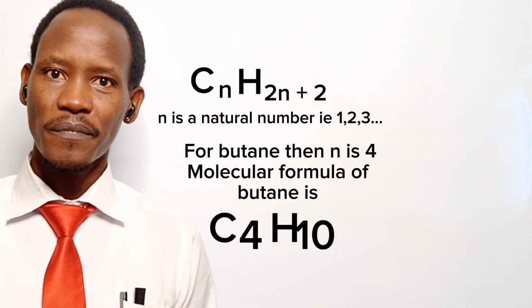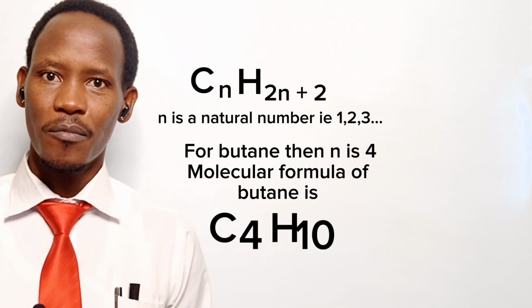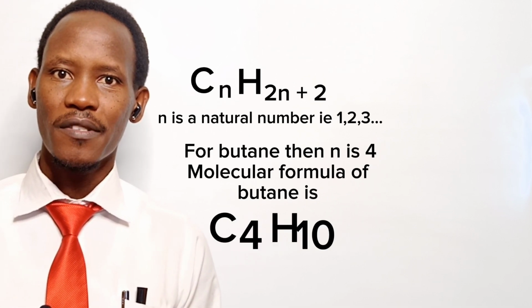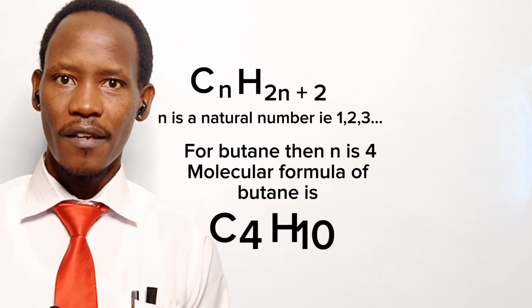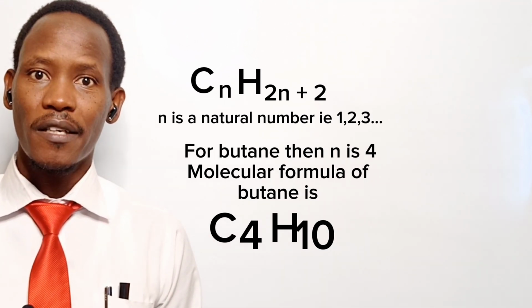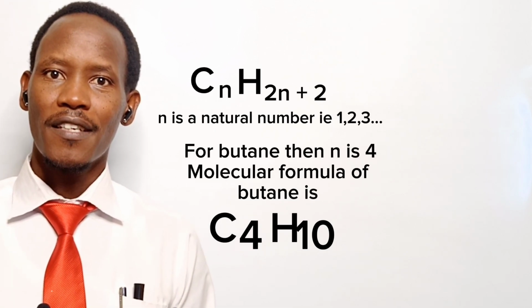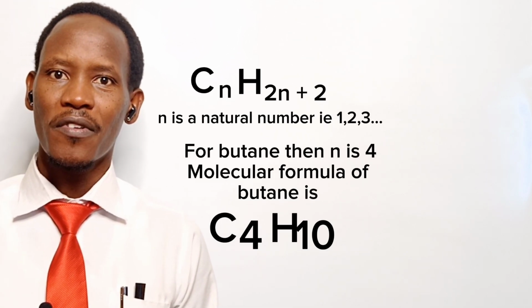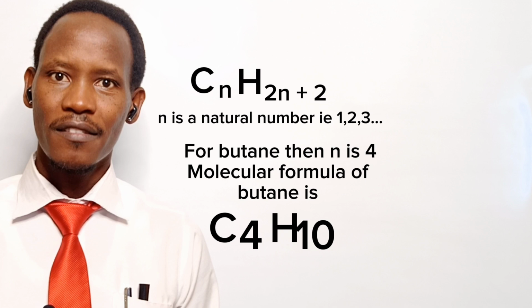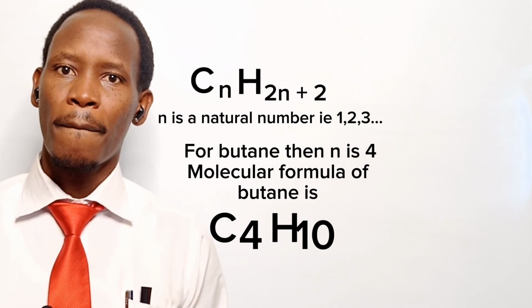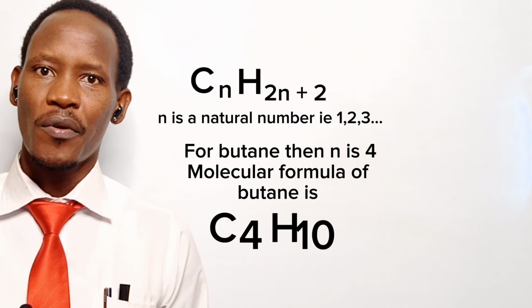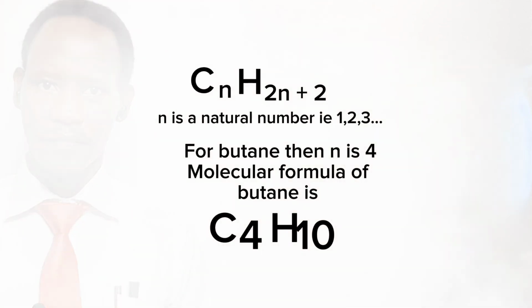By basing on the general formula of alkanes, strictly aliphatic alkanes, the molecular formula of butane is as displayed beside here. Notice that butane has 4 carbon atoms, and therefore that becomes the value of N. By successfully substituting for N in the general formula of aliphatic alkanes, the result is what is known as the molecular formula of butane.